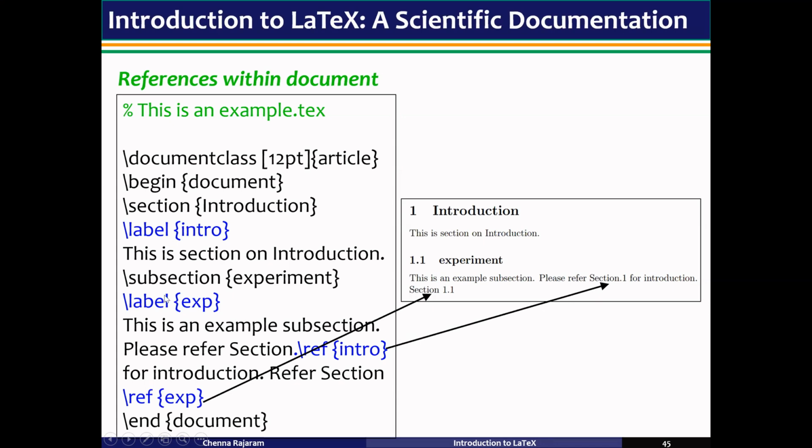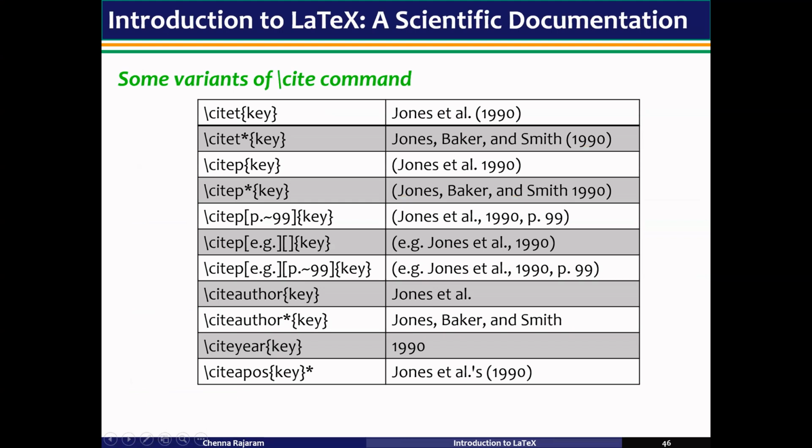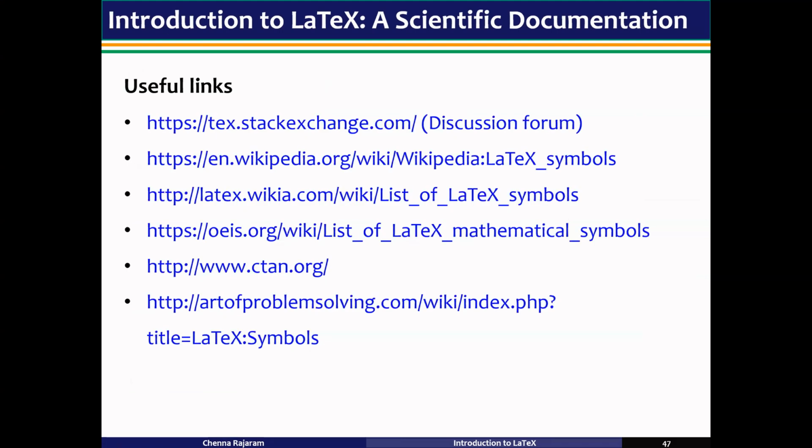And for the experiment subsection, we need to provide \label{exp}. That means exp is the label for the experiment subsection. Then the command \ref{exp} refers to that particular section. So these are the various commands that we use for referencing. And these are the various useful links for LaTeX.